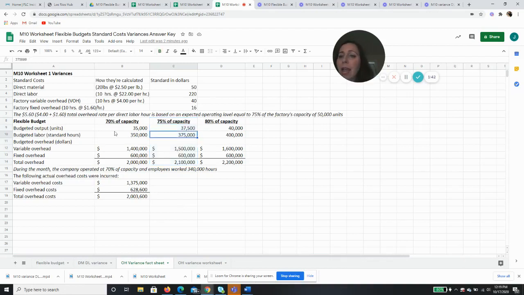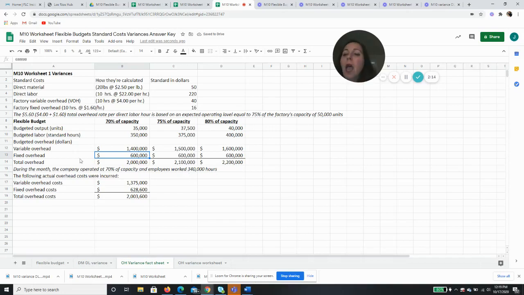Okay, now we have our budget at different levels of capacity. 70%, 75%, and 80%. So it tells us how many units we would be manufacturing, what our labor was, what our variable overhead would be, and this is just going to be the labor times the rate. So this is going to be, if I were to go in and calculate it, the budgeted labor hours times the rate of $4 an hour for variable, 1.4 million.